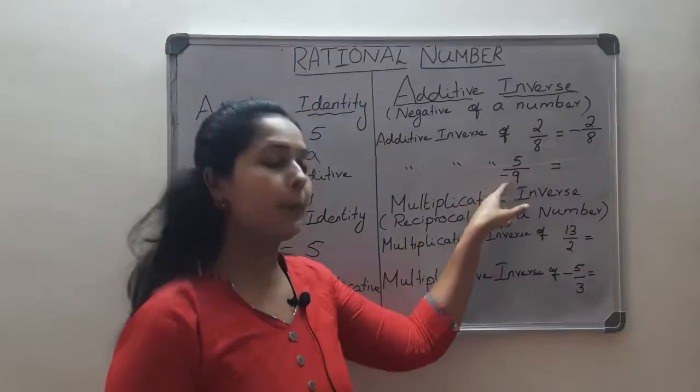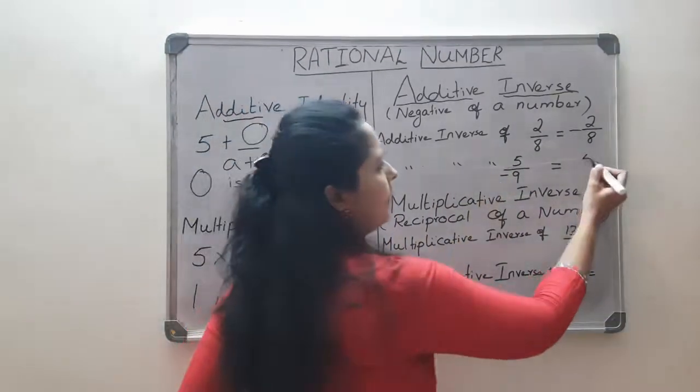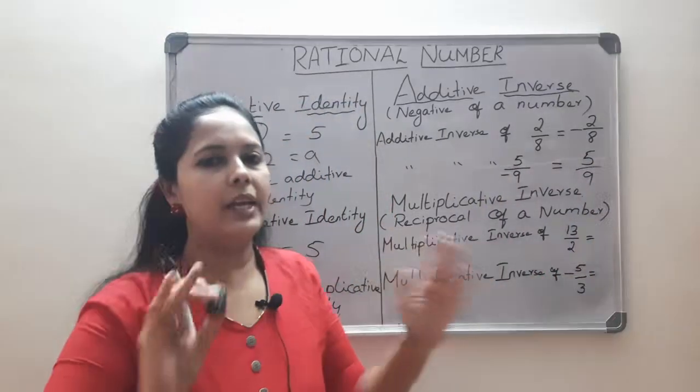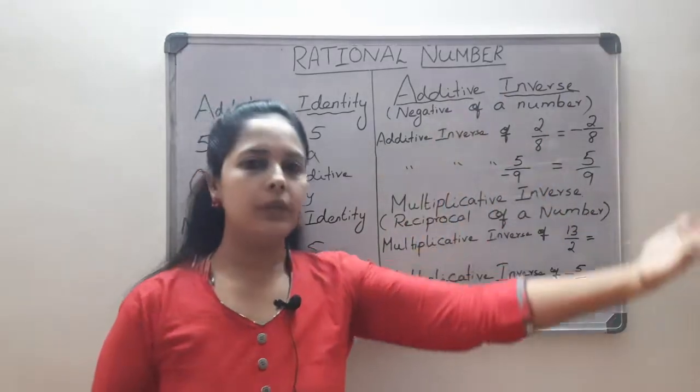Come for the next one. Additive inverse of 5 by minus 9. Here it is a negative rational number. So, simply 5 by 9. Take the sign. Understand? Just change the sign. That is additive inverse. That means negative of a number.